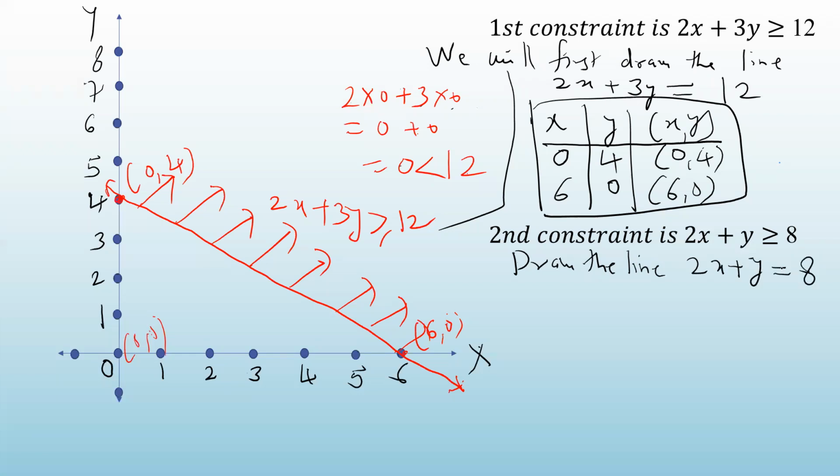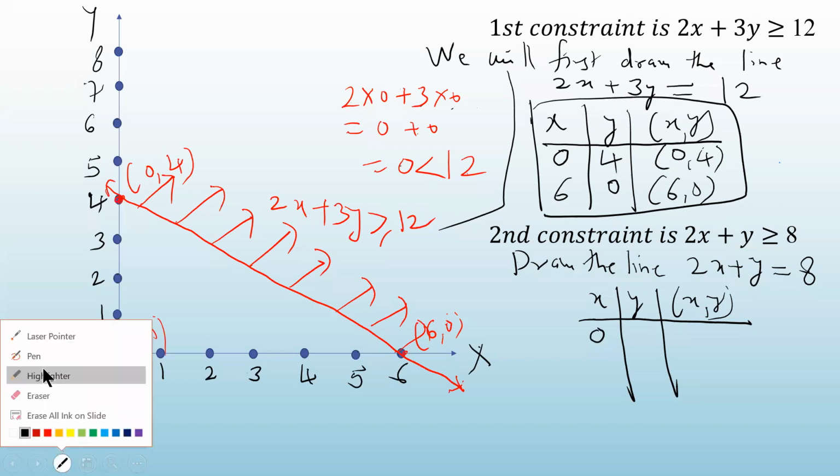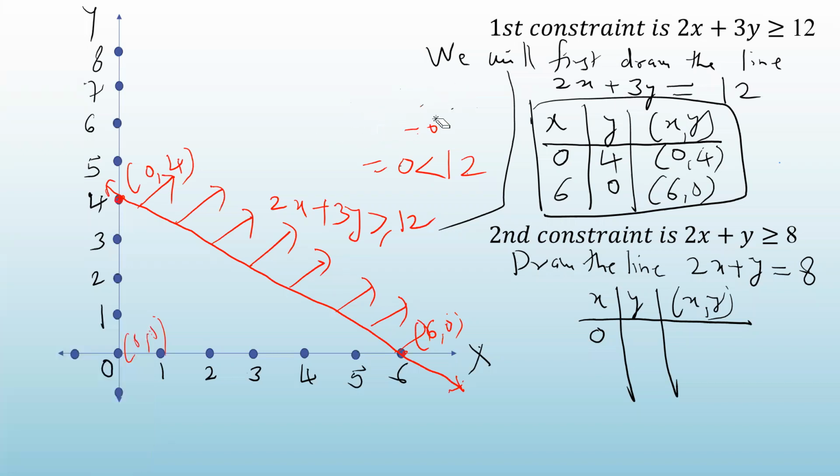Now, as before, to draw a line, you need minimum 2 points. So make a table like this. Give some value to x, find the corresponding value of y, and give some value to y and find the corresponding value of x. As you know, the easiest thing is to give the value of x as 0 and find the value of y. I hope you can do this. I'm doing the rough work here itself.